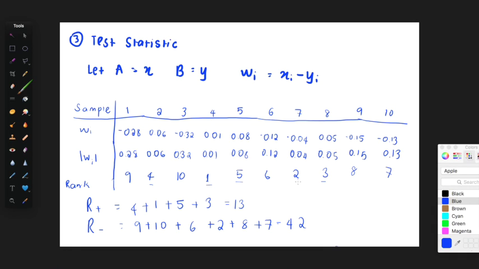42. Then remember the other part to calculate is that x. So x is going to be now the minimum of R plus and R negative. So it's going to be the minimum of 13 and 42, which is just going to be 13. So x is going to be 13.